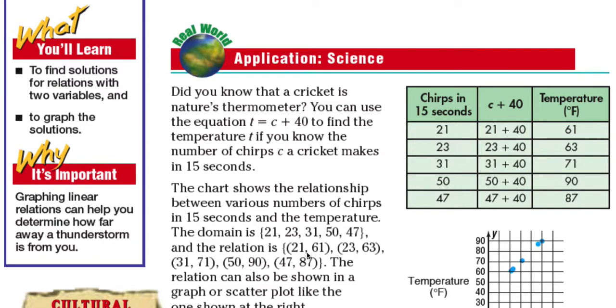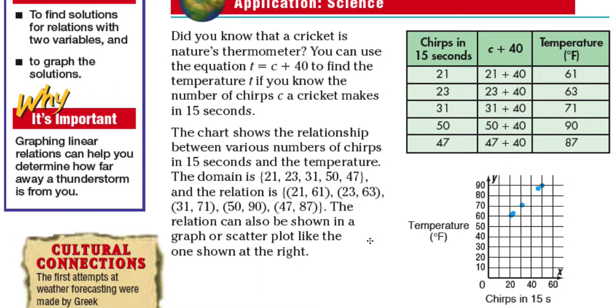The relation would be the ordered pairs of chirps in 15 seconds and the temperature. So for every 21 chirps, the temperature is 61 degrees. For every 23 chirps, the temperature is 63 degrees, and so on and so forth. They all become ordered pairs all the way to 47 and 87, which means that for every 47 chirps in 15 seconds, the temperature outside is 87 degrees.